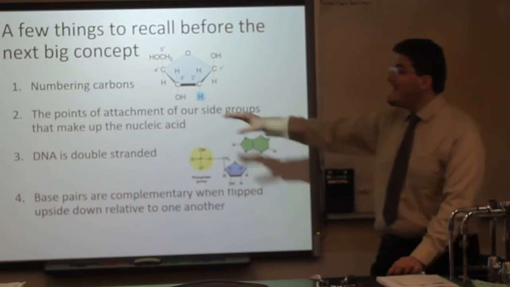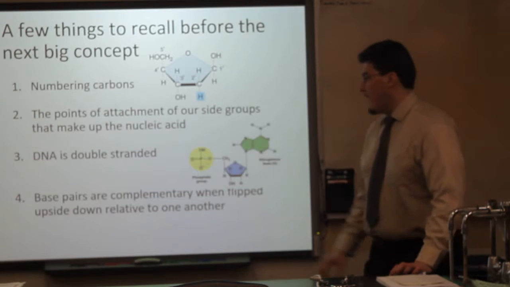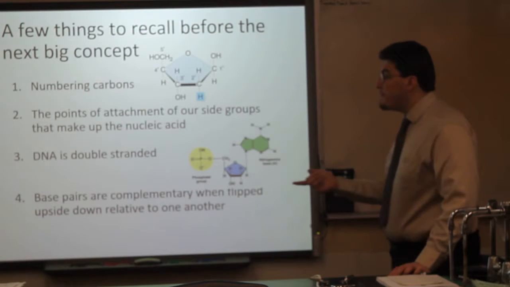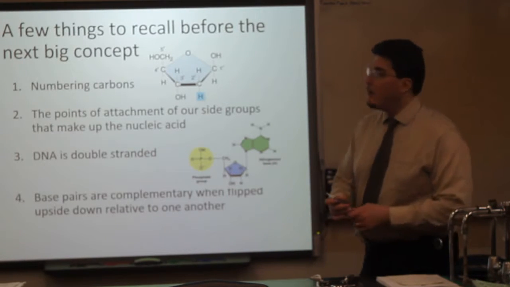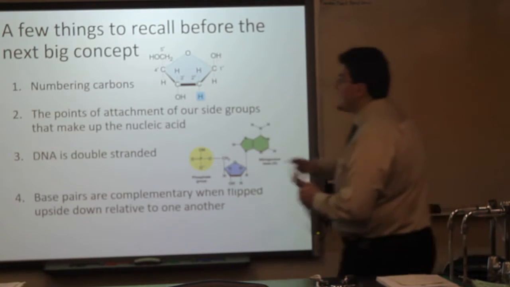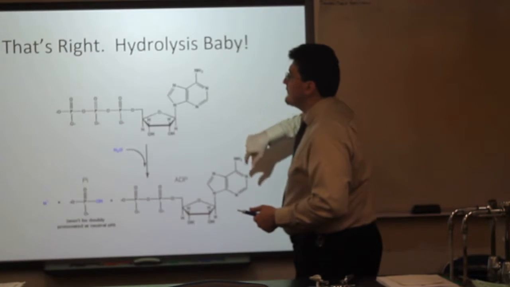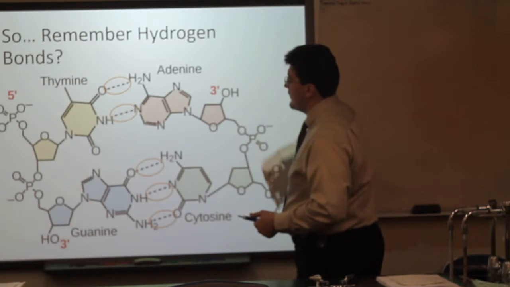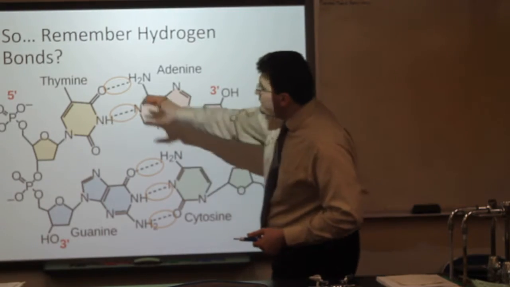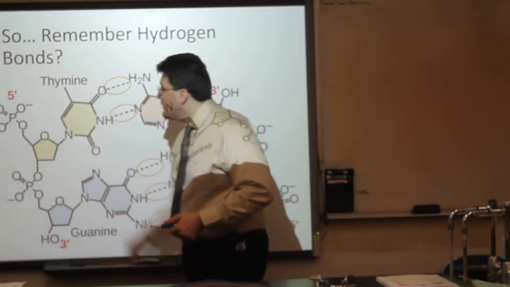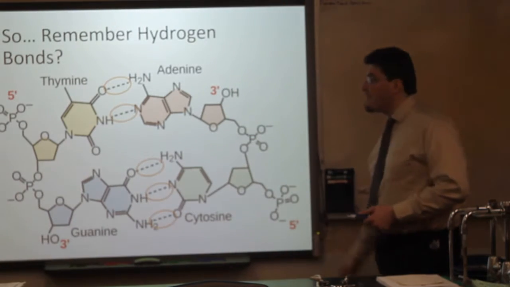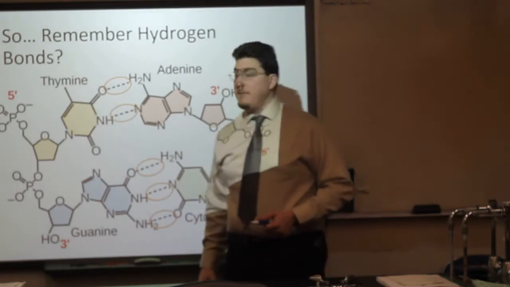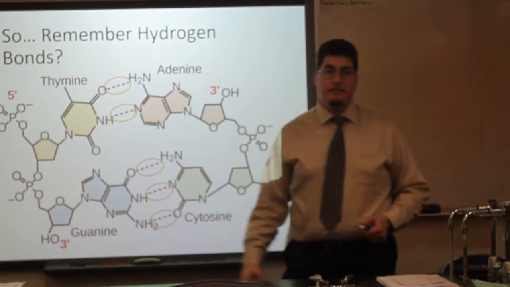Remember also that DNA is double-stranded, and base pairs are complementary when you flip them upside down relative to one another. What that means is, and we've learned this before, we'll get there. Here we go. When we flip them upside down, we have 3' running here to 5' there. We have 3' here running to 5' there. So when you flip them upside down, adenine pairs with thymine, and cytosine pairs with guanine.